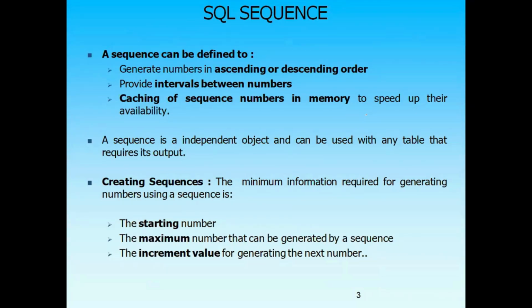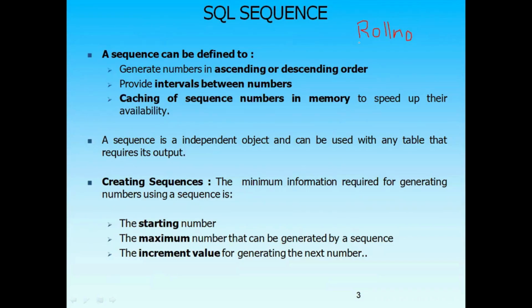Many times you might have observed while filling a form, you only give the personal information, right, name and other things, and your ID is created automatically by the application, right? So if you want to generate this sequence automatically for a particular field, you can create the sequence, right? For example, the roll number field.